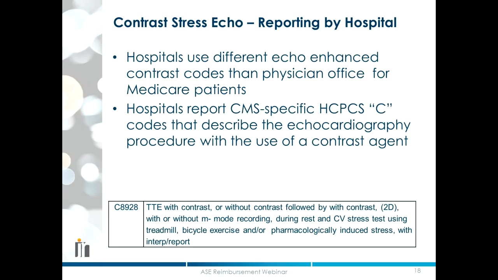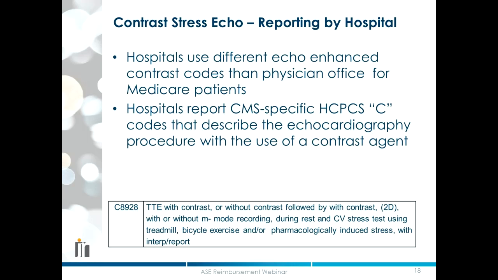In the hospital outpatient setting, contrast stress echo has its own set of codes. Basically, Medicare set up a series of what we call C codes that describe all echocardiography procedures, similar to the CPT codes, except they have assigned them with a C. And that's very important, that those codes are reported with the contrast agents as well.